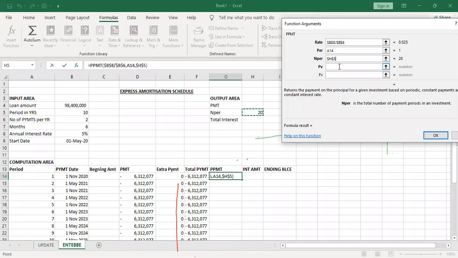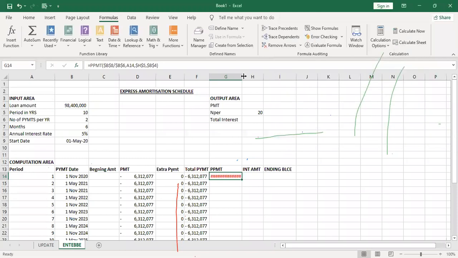Then you click on PV, and our PV is the present value. And our present value is the loan amount. So click on the loan amount, and also fix it, FN F4. And then you click on OK.